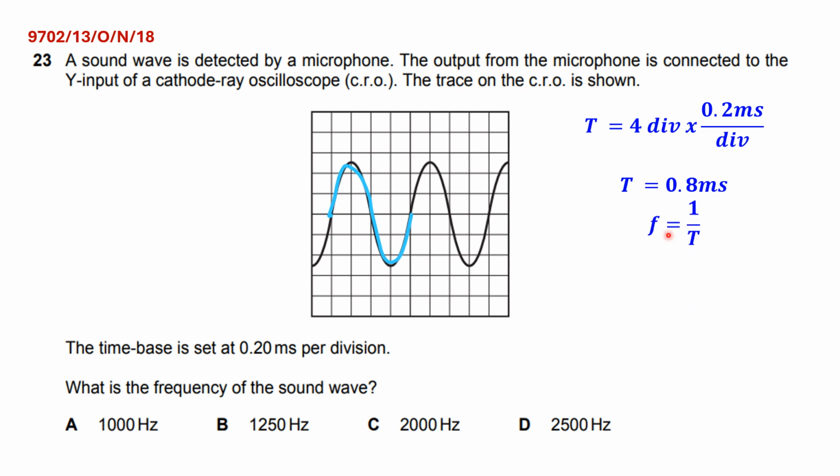To find the frequency, take the inverse of the period. So the frequency is 1 over 0.8 milli. The multiplier is times 10 to the minus 3. Take that into consideration when you type on your calculator. So the frequency is 1250 Hertz.